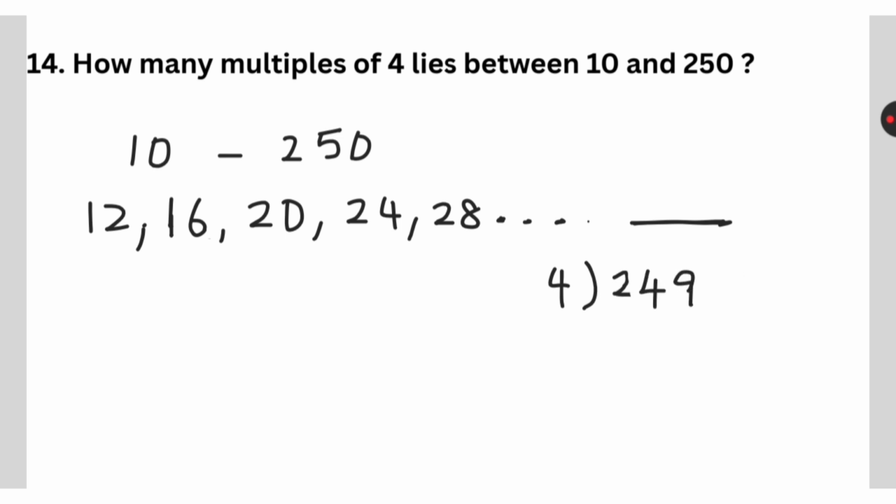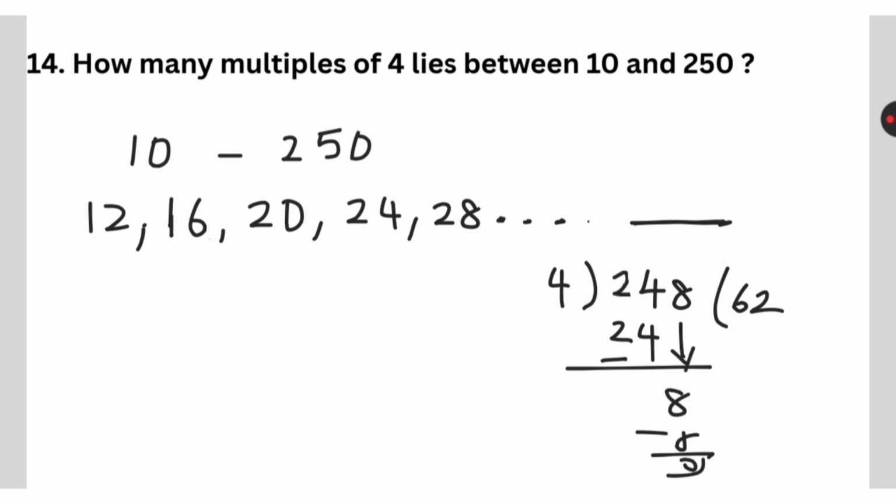249 is an odd number. It is not divisible by 4. Only even numbers can be. That's why let's take 248. 4 6s are 24, completely done. So then bring down 8. 4 2s are 8. So done. That means 62 times 4, we are going to get 248. So that is our last term.